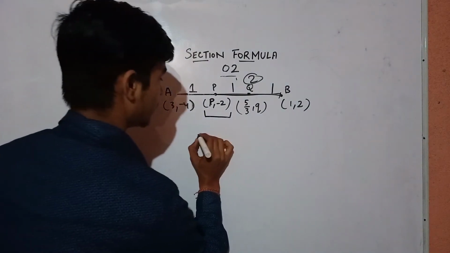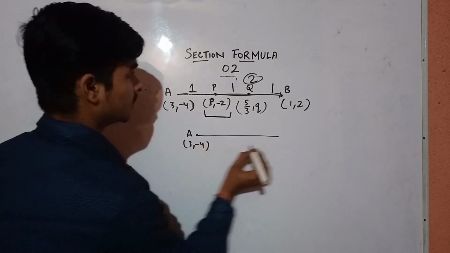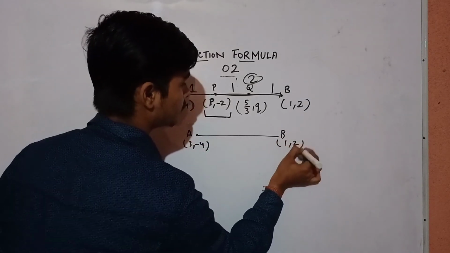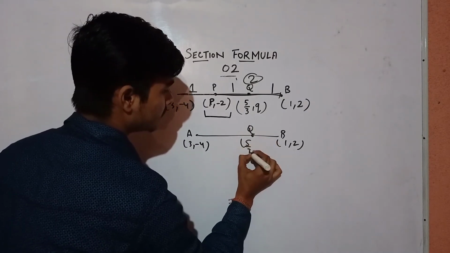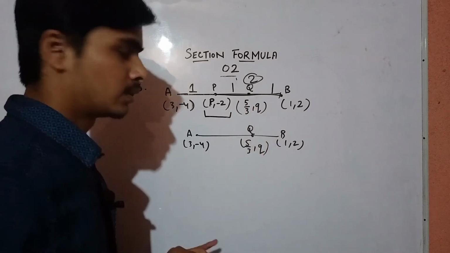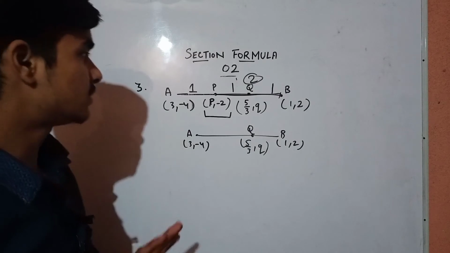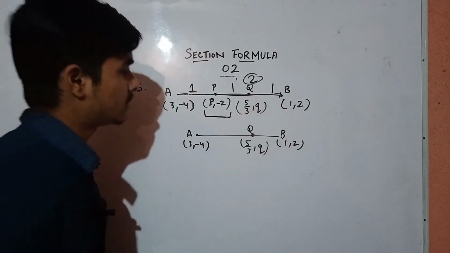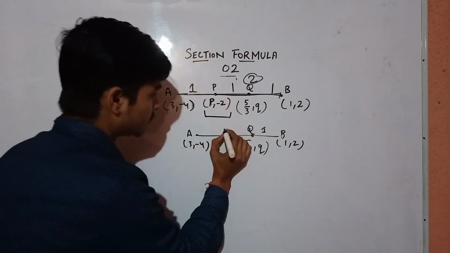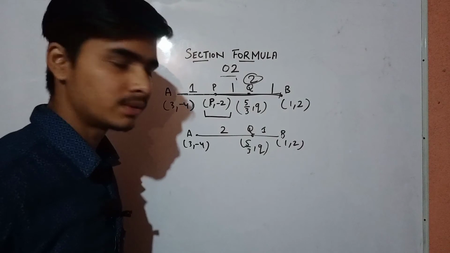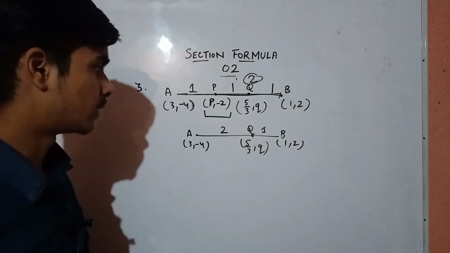So let me draw a rough diagram just here like this. This is going to be point A, 3 comma minus 4. This is going to be point B, 1 comma 2, and the point Q will lie somewhere here with the coordinate 5 by 3 comma q. Okay, so how will the ratio change now? I think you must have got it. From here to here we have the ratio 1. Okay, so from A to Q, 1 plus 1, the ratio will be 2. Okay, got it? This is the clue. So the ratio will become 2 is to 1.